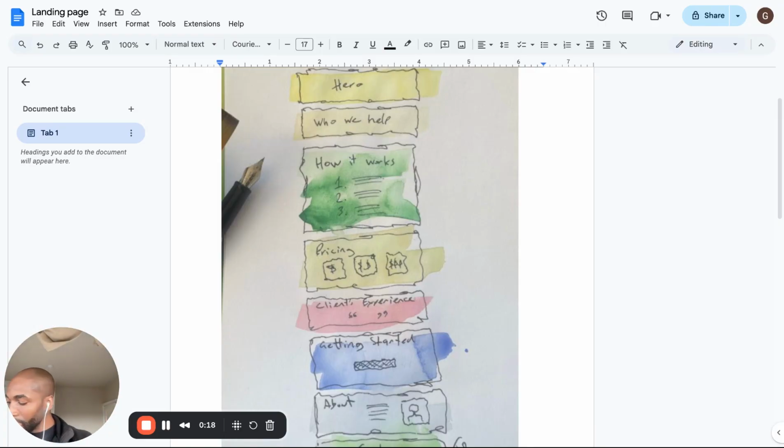So, let's talk about it. I took this from a LinkedIn post I saw. This guy was talking about how he structures his landing page layout, which I thought was interesting. But this way of laying out the landing page only works for certain customers in terms of where they are in the buying journey.